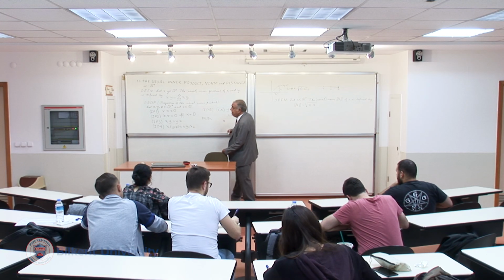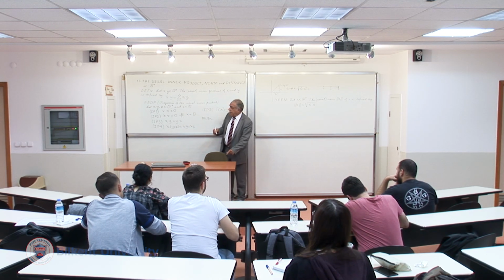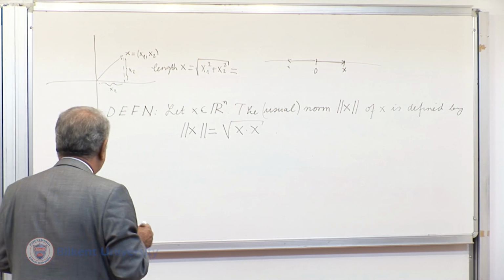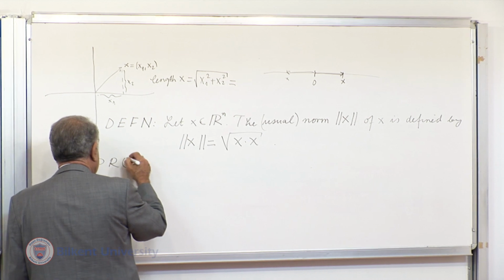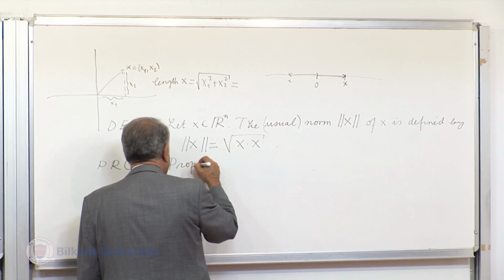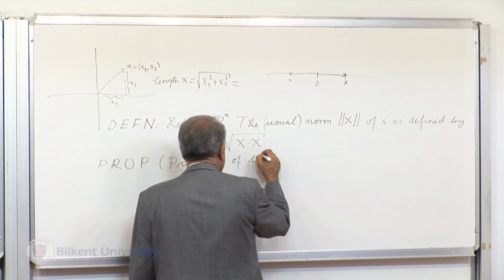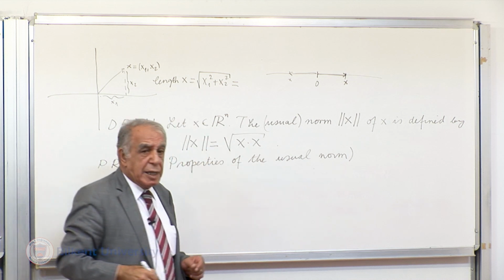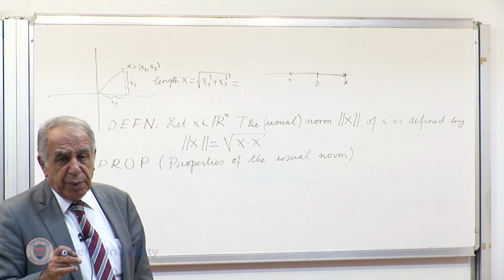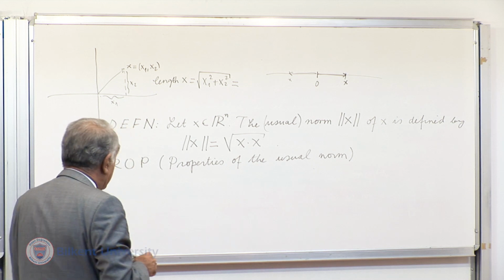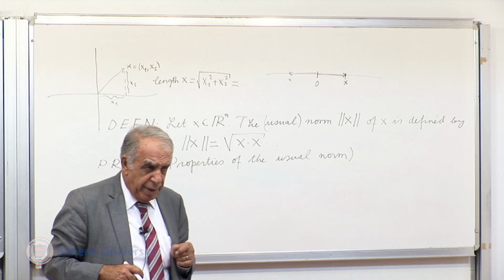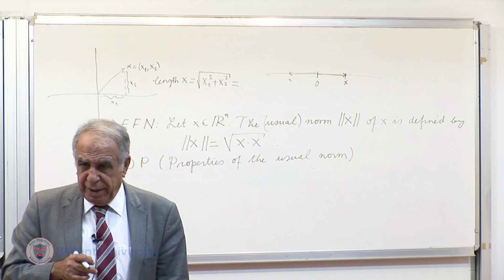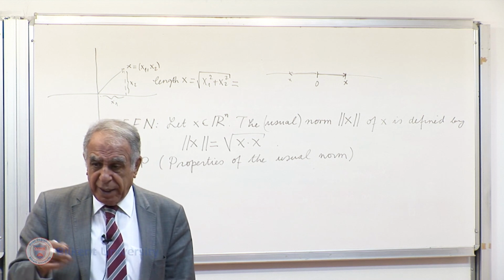Now, let's imitate what we did in here. Let us list some properties of the usual norm, which we think will be decisive. So a proposition will be about the properties of the usual norm. Now again, these properties will be partitioned into three classes. One will be those properties which are related directly to the norm. Secondly, how the norm is related to scalar multiplication, and finally, how it is related to vector addition.